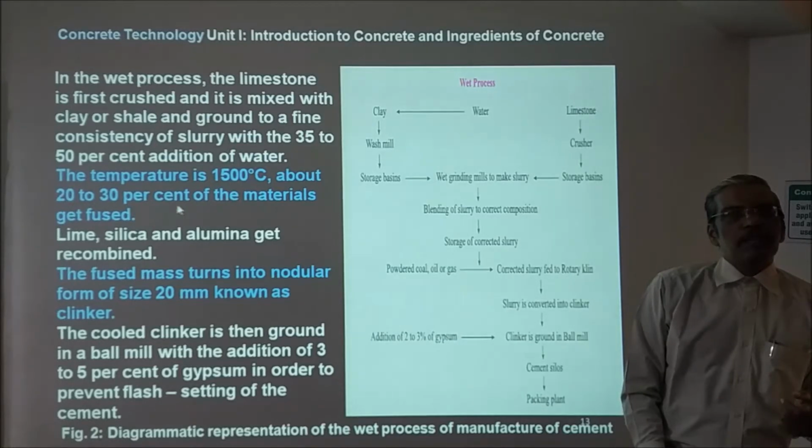About 20 to 30% of the materials get fused. Lime, silica and alumina get recombined. The fused mass turns into nodular form of size 20 mm, known as clinker. The cooled clinker is then ground in a ball mill with the addition of 3% to 5% of gypsum in order to prevent the flash setting of the cement. Here we can see the wet process in the chart.